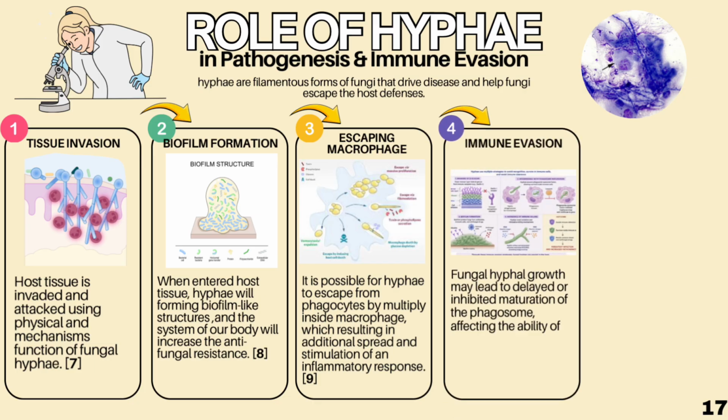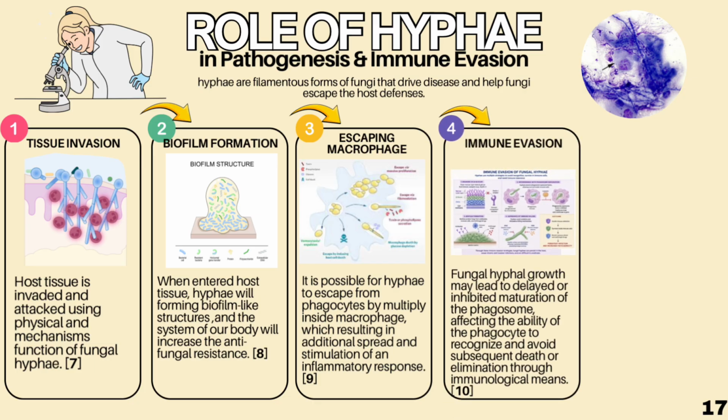The next one is immune evasion. It is related to three of the roles I mentioned before because hyphae evade the immune system by avoiding recognition, surviving inside immune cells, and forming protective biofilm. So this allows the infection to spread deeper into tissue. For example, during Candida infection, yeast changes into hyphal form, enabling it to invade the vaginal lining and evade the immune system. This immune evasion makes it difficult for the body to completely clear the infection.